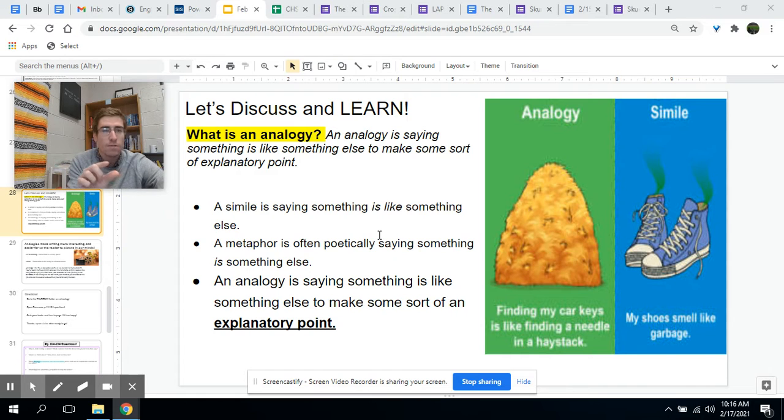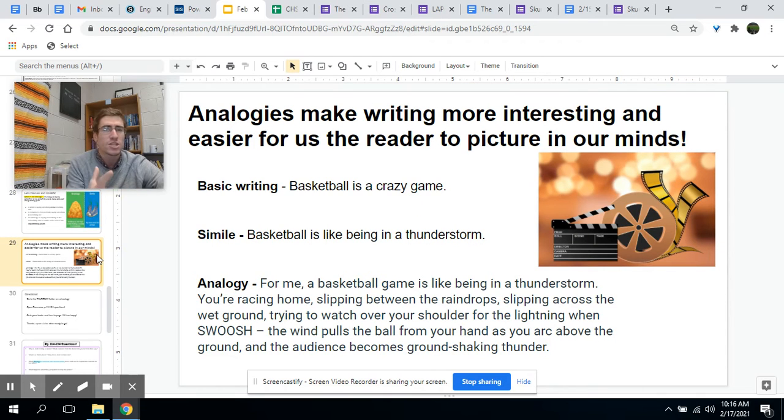An analogy, however, this is where it gets a little different. An analogy is saying something is like something else to make that explanation point. Finding my car keys is like finding a needle in a haystack. That's an analogy. It's explaining that it is so difficult to find my car keys because I lose them all the time. It's like finding a little tiny needle in a big haystack. It's giving us an explanation. Okay.